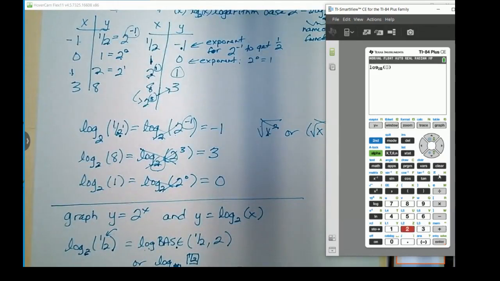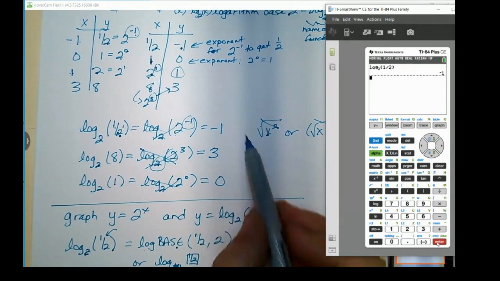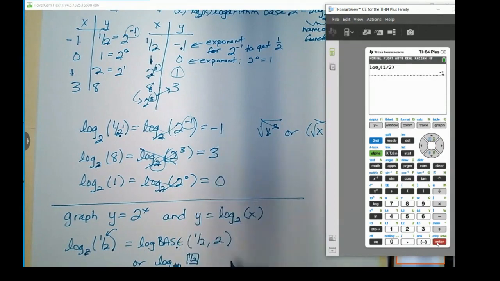So I'm going to make this 2 and then a 1/2. And when I enter, it gives me -1, which is the same answer we got up here. Okay, try that on your calculators, and if anybody doesn't have that log base function, let me know. So again, that was math, and then just go all the way down to the bottom.